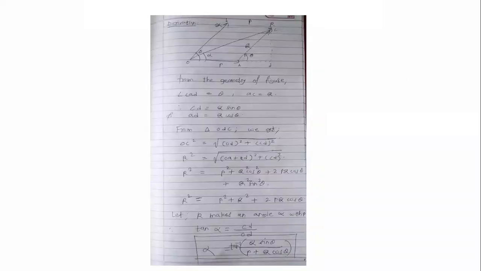Now after this, there are three cases derived from the law of parallelogram. In our previous lecture, we have seen this derivation for the law of parallelogram. And from this derivation, we got these two formulas, one for the resultant and one for the angle alpha.